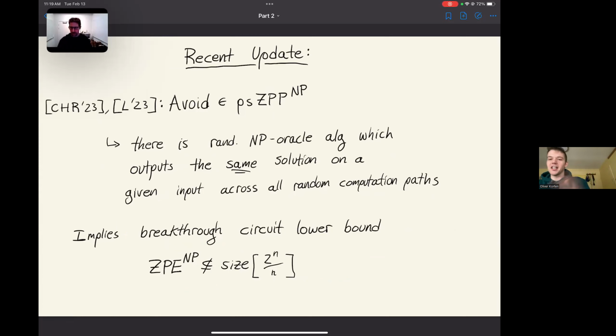It has some very cool implications. In particular, it proves new circuit lower bounds for these exponential time classes. For the class that's the exponential analog of ZPP to the NP, this result proves that this class has exponential circuit complexity, which was not known for a very long time. So I think this is a very cool result. And this applies to all of these explicit construction problems I mentioned. Now we know this non-trivial thing we didn't know before, which is that I can solve all these problems in what's called pseudo-deterministic ZPP to the NP.